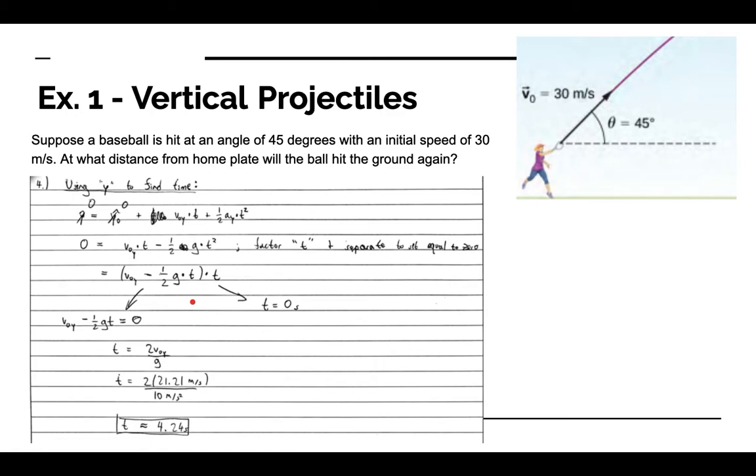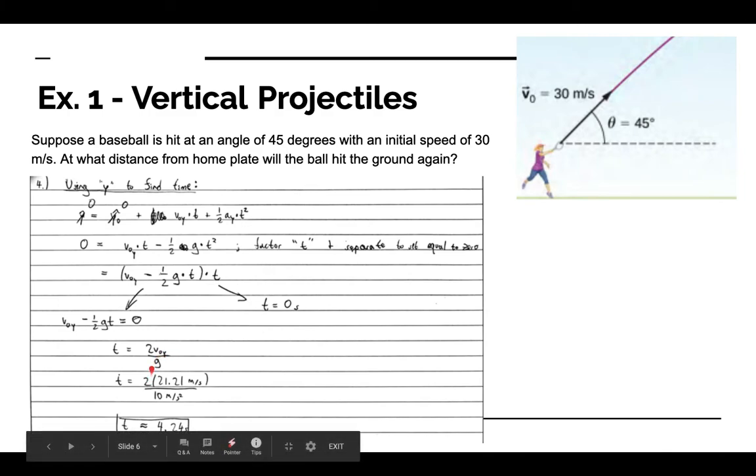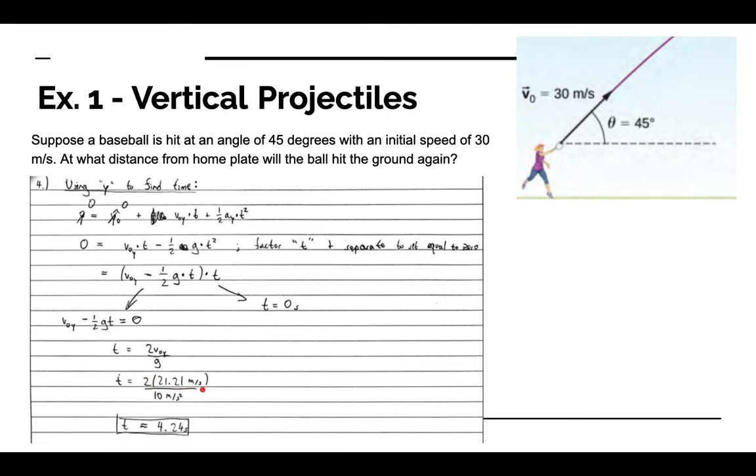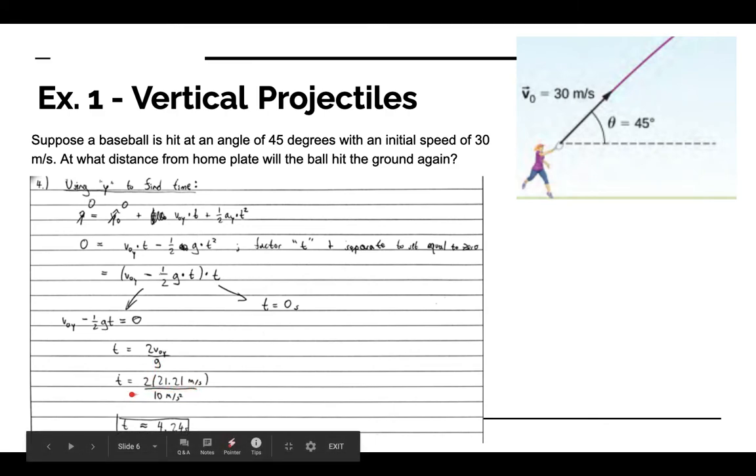So that's going to give us two separate times for t. T equals 0 for this corresponding factor right here. And then we get v naught y minus 1/2 g t equals 0. So we get t equals 2 times our initial vertical velocity divided by acceleration due to gravity. And when we plug in our known information, specifically that the initial vertical velocity is 21.21 meters per second, and we divide by the acceleration due to gravity, that tells us that our object is in the air for 4.24 seconds.